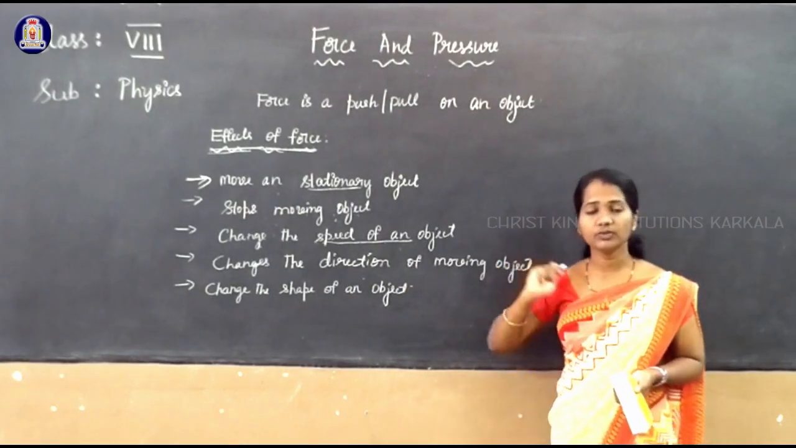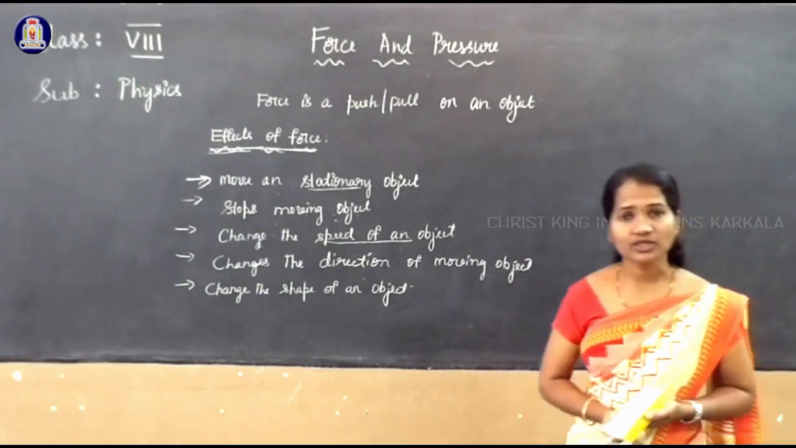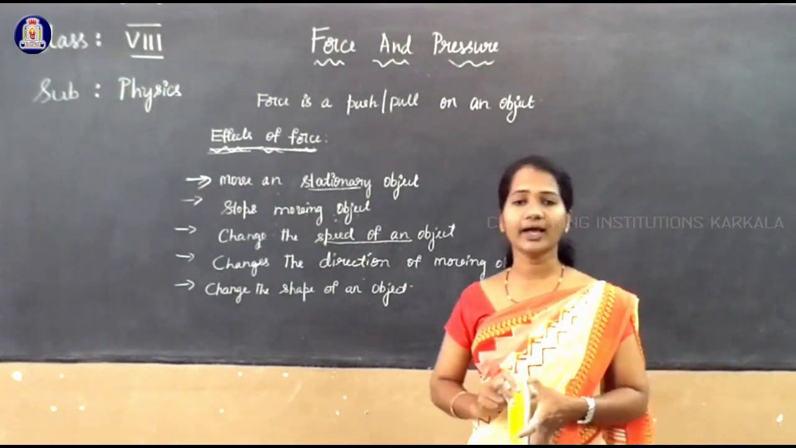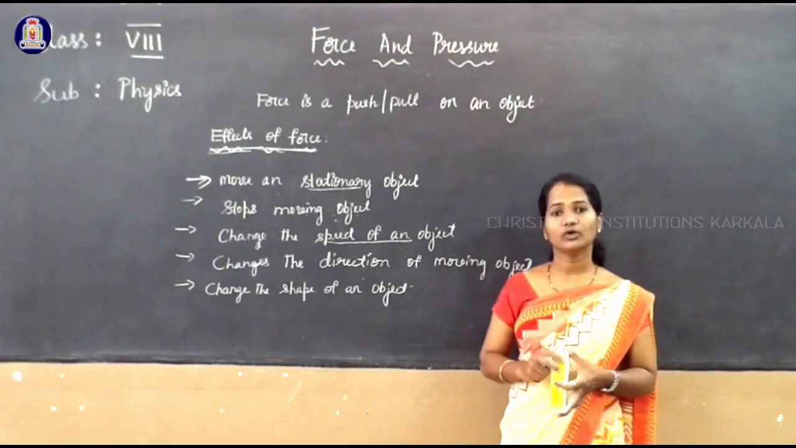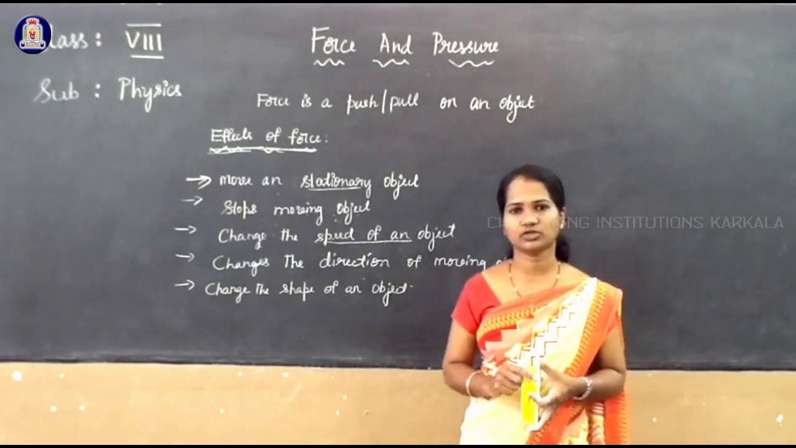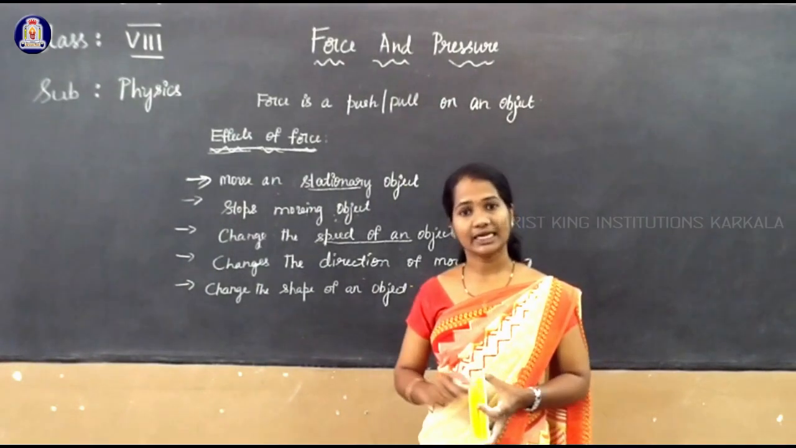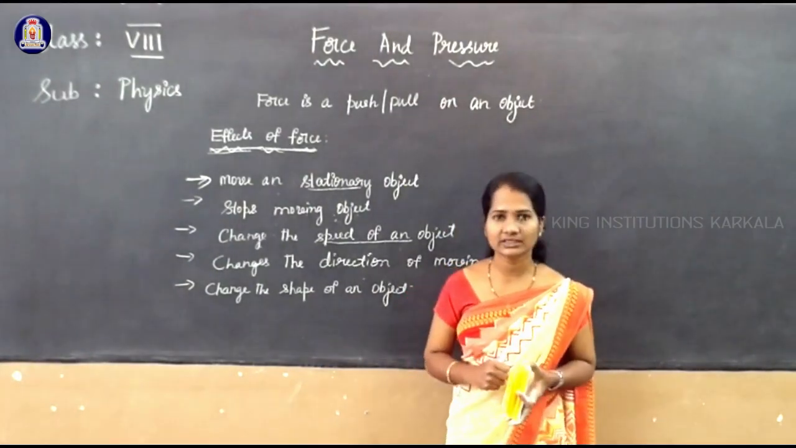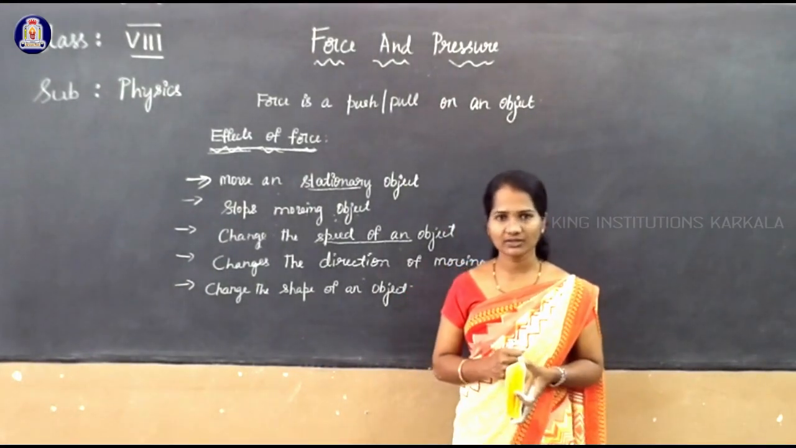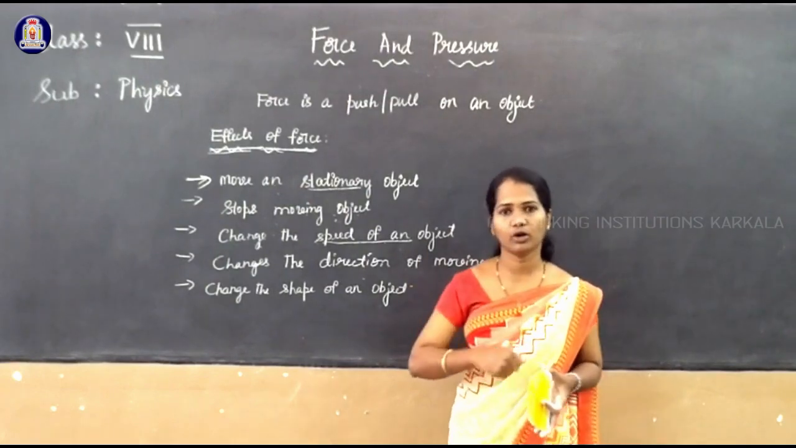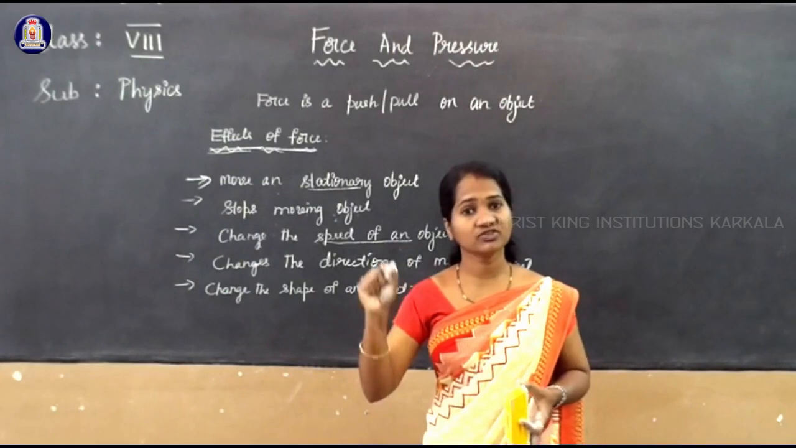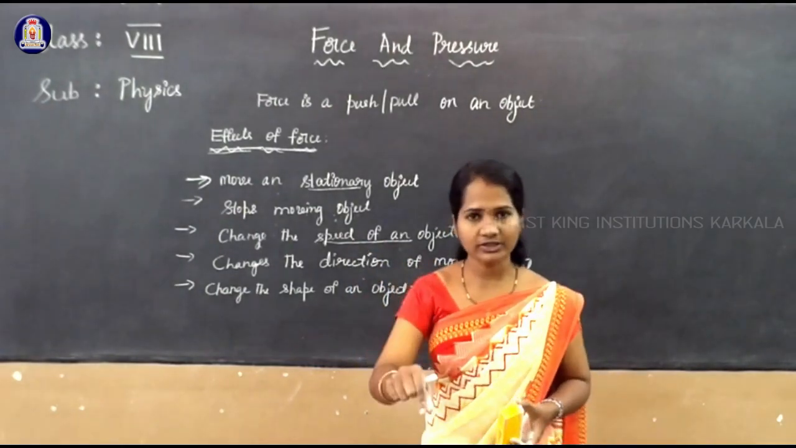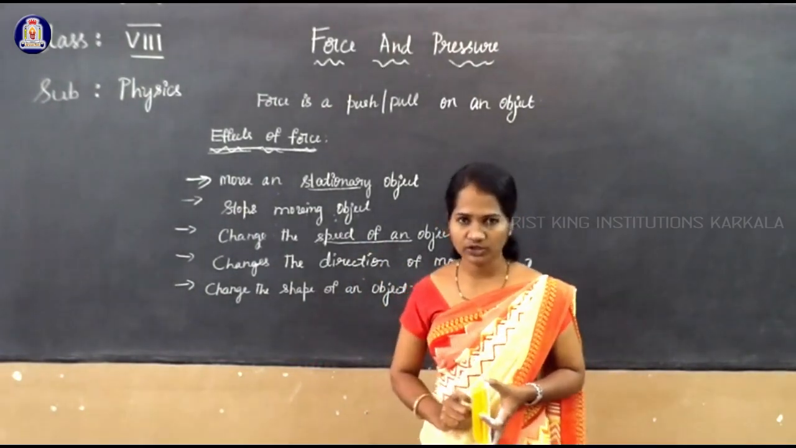It is possible to change the direction of the object by applying force. What example can you give? Take the example of a cricket match. When the batsman hits the ball, what happens? The direction of the ball changes. The batsman applies force on the ball, and because of that, the direction of the ball changes.